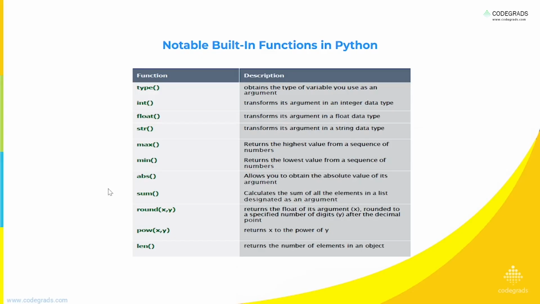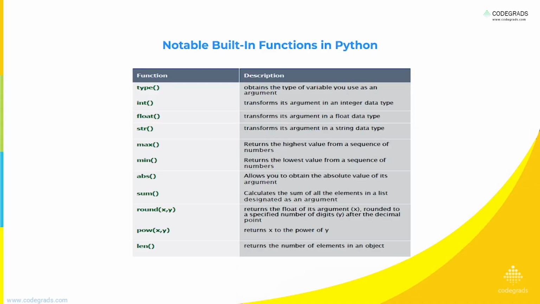Next we have the conversion functions. In conversion functions we have int, float, and str. So what does int do? It transforms its argument into an integer data type, or we can also say it converts a value to an integer. Next is float. It transforms its argument into a float data type, or we can also say it converts a value to float. Third is str, which is used to transform its argument into a string data type, that is, convert a value to string.